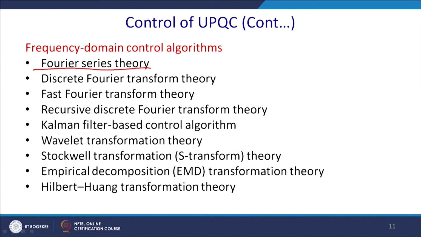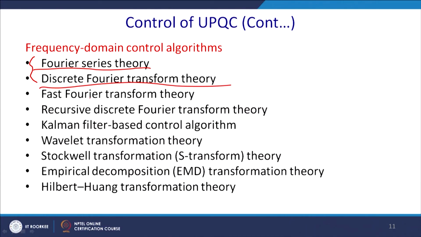In the same way, we have some techniques in the frequency domain. These are Fourier series: you take a sample and do the FFT. From the FFT you find the exact component of the harmonics, and that is quite trivial. Then there is an improvement on this FFT, the discrete Fourier transform theory, which is almost the same thing. Here you can minimize the noise, and from this you can have the fast Fourier transformation, which I was calling the FFT. This is quite a popular entity for generating the reference.